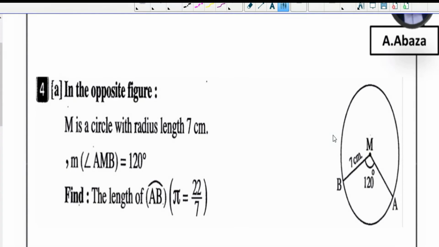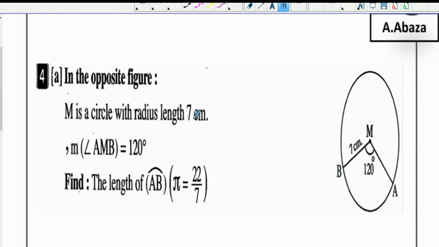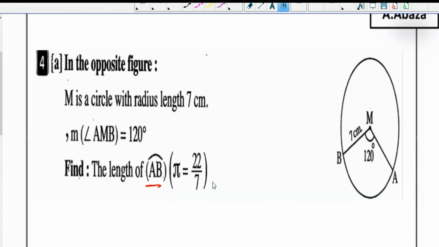In the circle M, MB equals 7 centimeters. The measure of the angle AMB equals 120 degrees. You can also note that MA is another radius. Find the length of the arc AB, knowing that pi equals 22 over 7. In this circle M, I want to find the minor arc. The measure of the minor arc BA equals what?